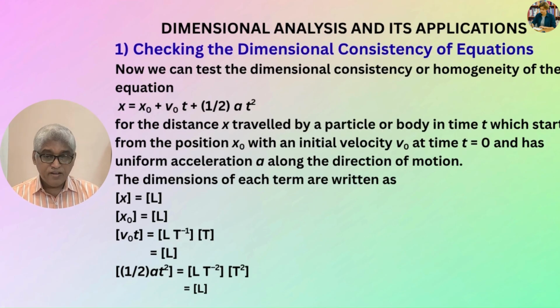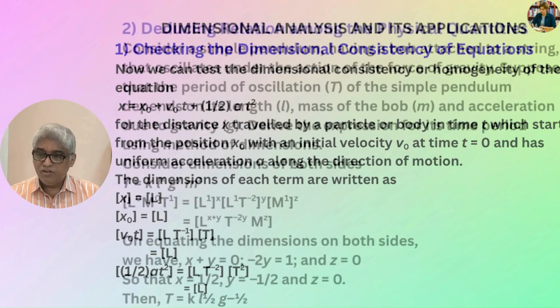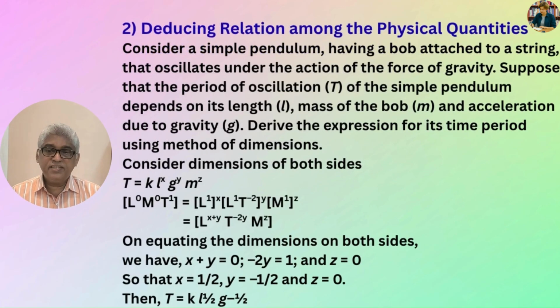So in x is equal to x0 plus v0 t plus half at square, there are many terms. On the left hand side it is x, and on the right hand side, three terms are there: x0, v0 t, and half at square. Each shows the dimensions as L. So we can say that the expression is dimensionally consistent. Now, the next application is deducing the relation among physical quantities.